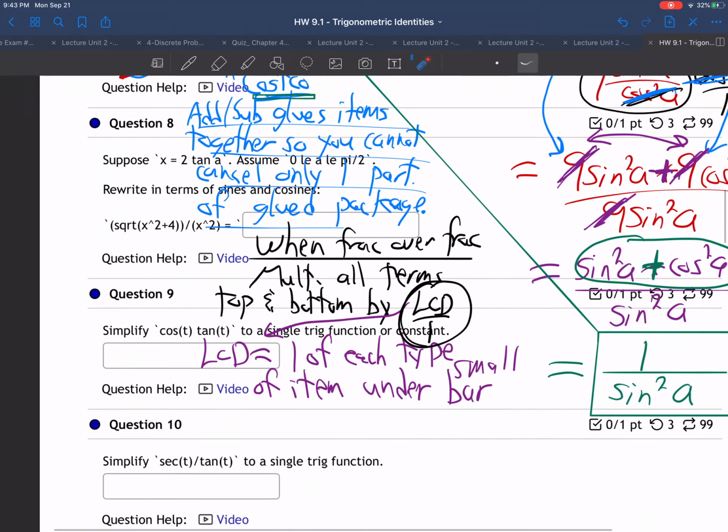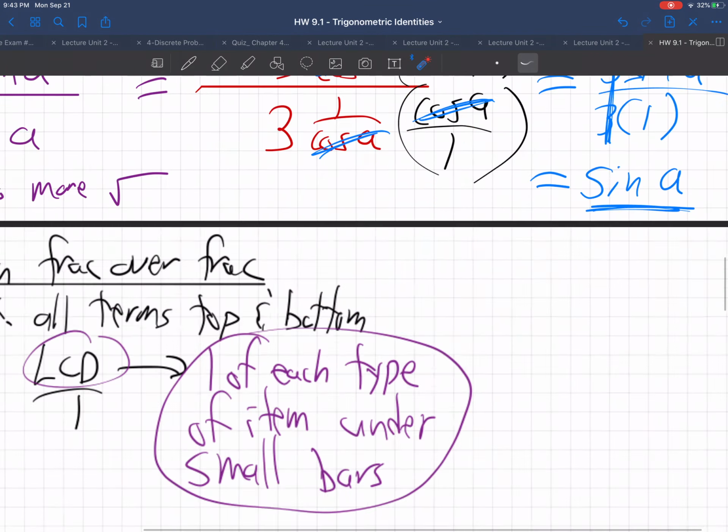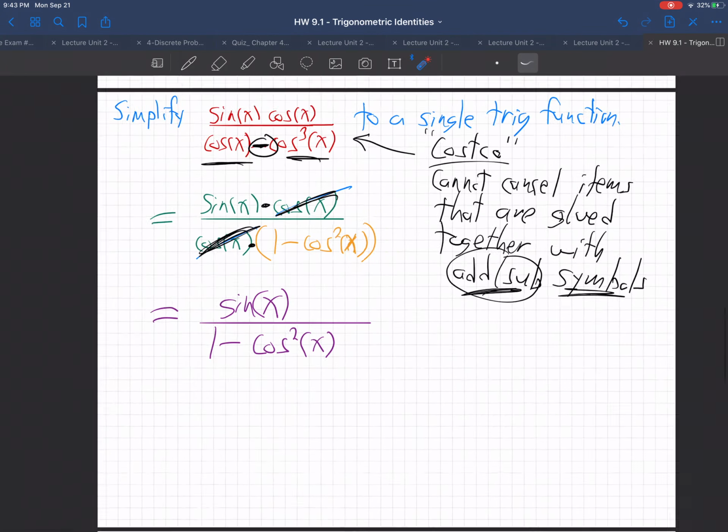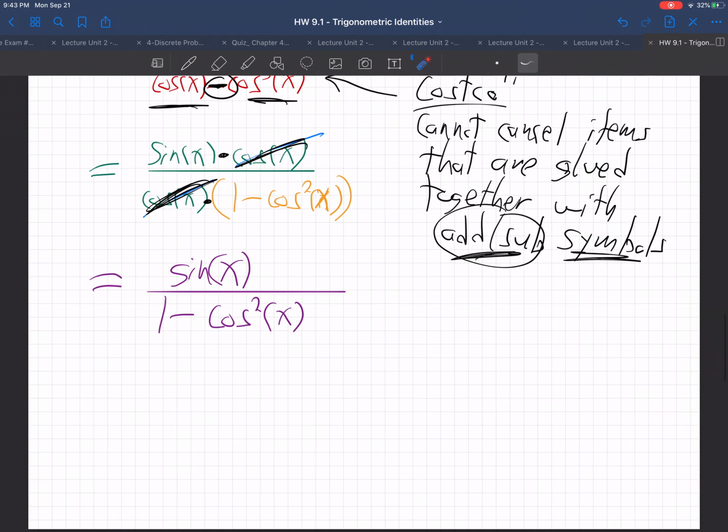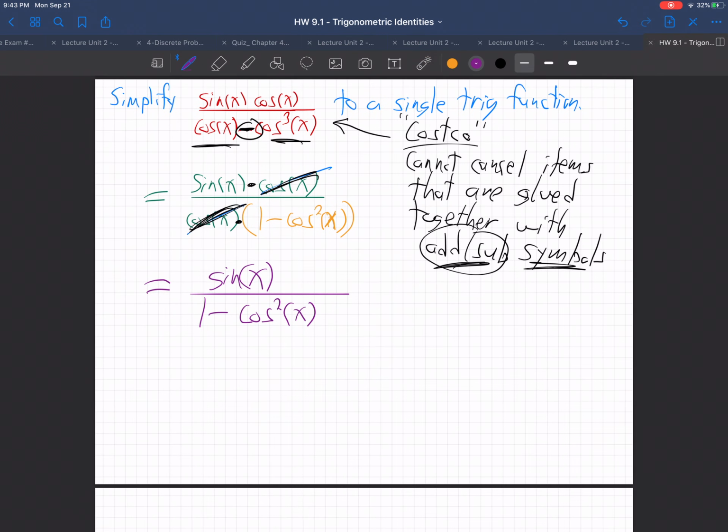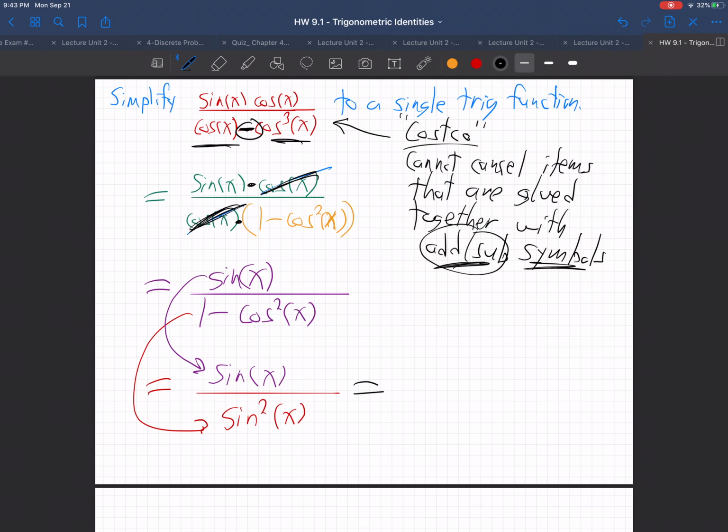All right, let's go back to the problem. We've done a lot of problems here. So that means that denominator is going to become sine squared. The numerator hasn't changed at all. It's still just sine of x, right? But the bottom changed. 1 minus cosine squared is sine squared. Okay, great. Now what can we do? I think you see it now, don't you?